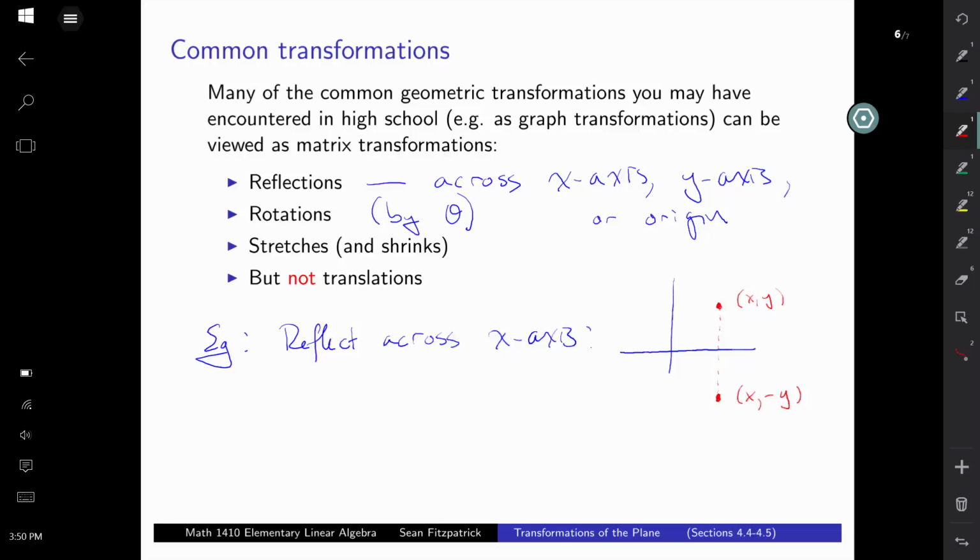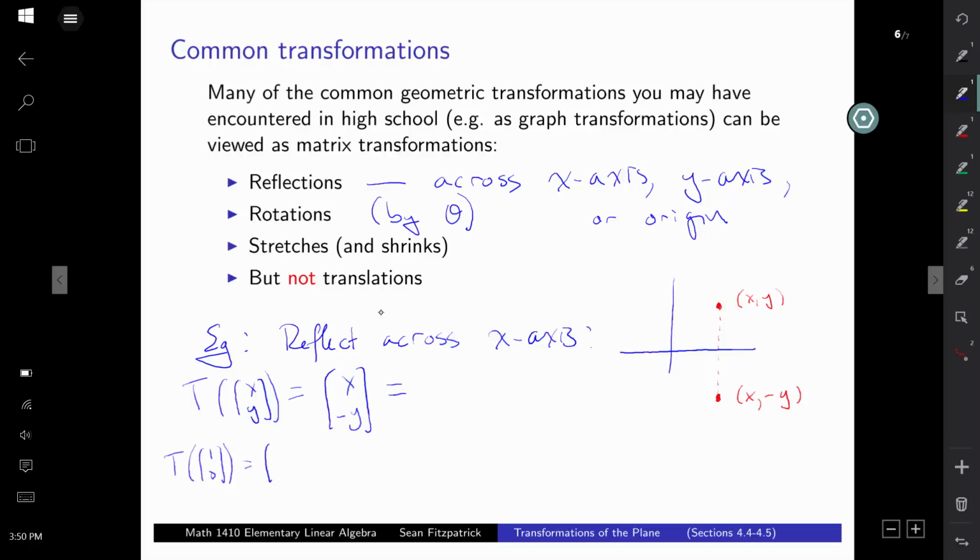You can think about it two ways. You can think about it like this: think of these points as vectors. Then what this says is that t of x, y should be x and minus y. And so I want to write that down as a matrix. So what should the matrix be? Well, what happens to 1, 0?